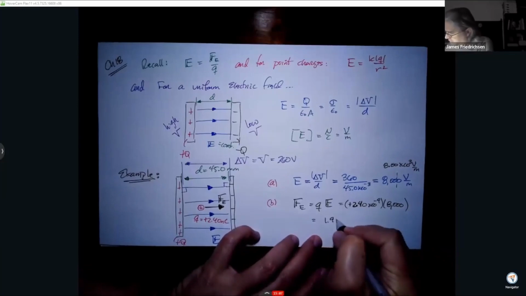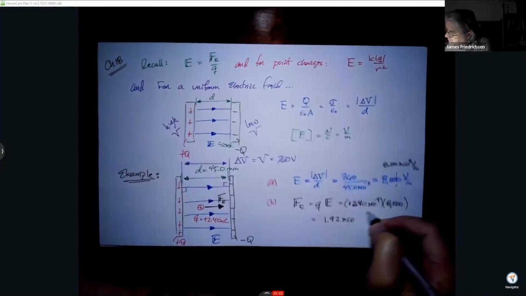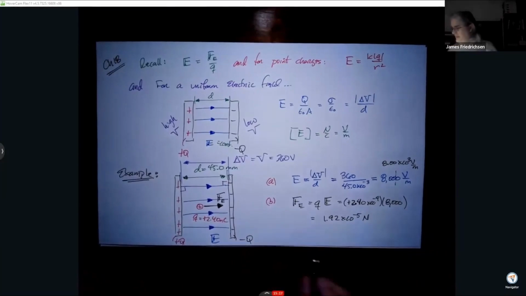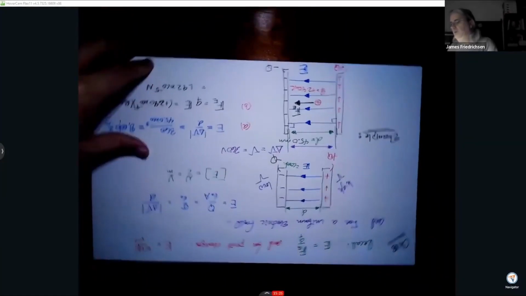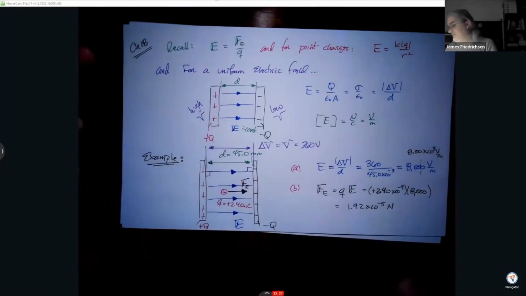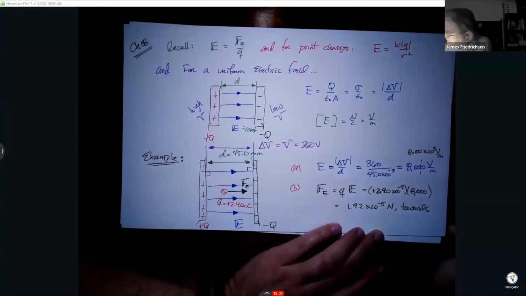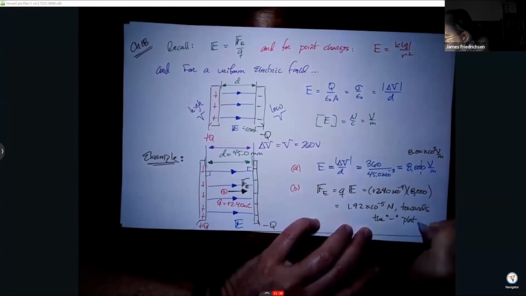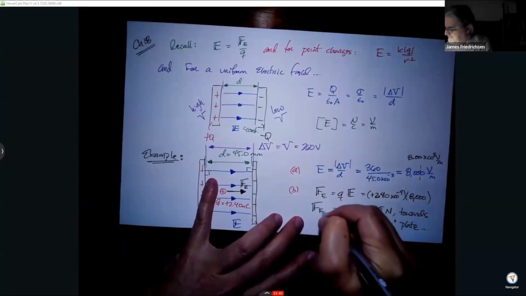So 1.92. 9 and 3 is minus 6, but then 1 more is minus 5. Newtons. And we know the direction. In my image, it's to the right, but I could have drawn the parallel plates any old way. We definitely know it goes towards the negative plate, so we'll put it in like that. They didn't ask for the direction, but you can uniquely determine it. So let's go ahead and practice that. All right, there we go.